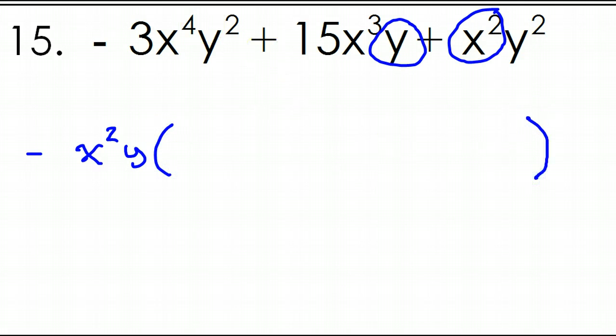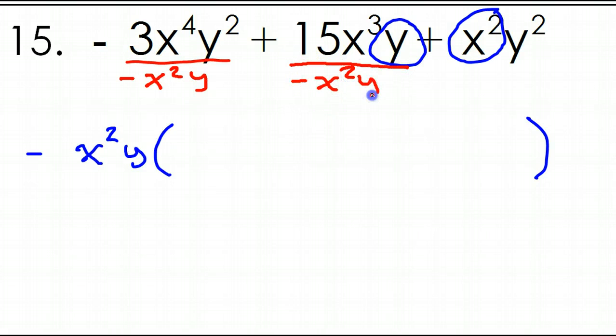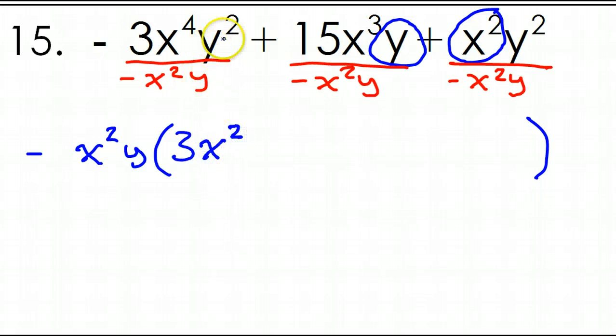Okay, so again, to decide what goes on the inside, we are dividing by the leading coefficient. So we are dividing everything by negative x squared y. Okay? So, since we're dividing by a negative, all of these signs are going to change. So, we will have a positive 3. Now, these two x's will cancel out two of these x's, and I will have x squared. This y will cancel out one of these y, so I'll have y.